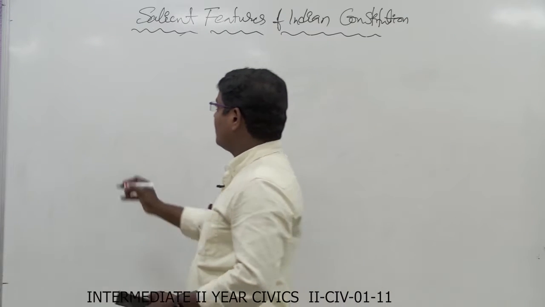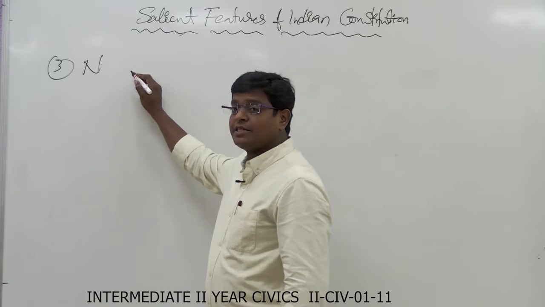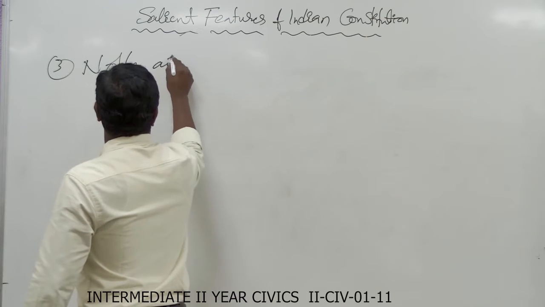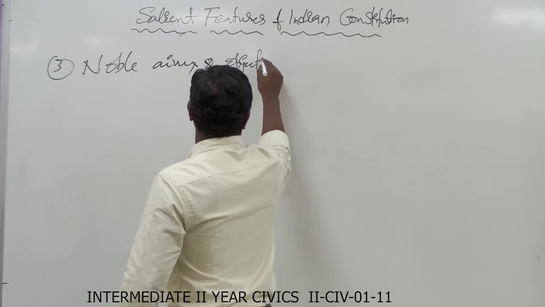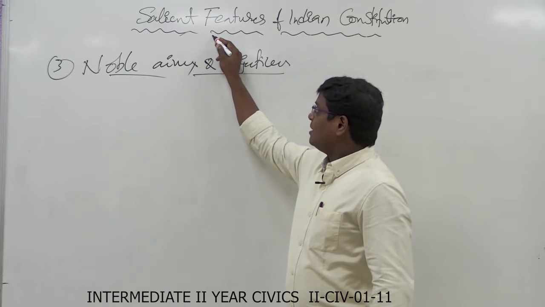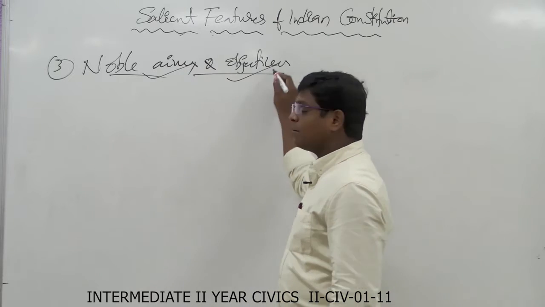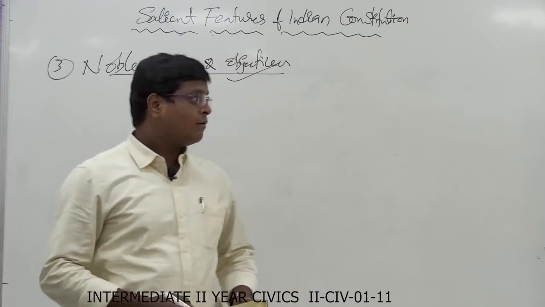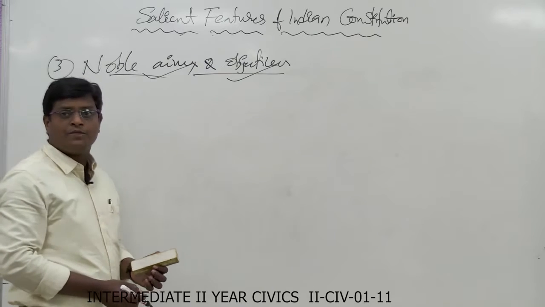The next one is noble ideas, aims and objectives. The third essential element or salient feature of the Indian Constitution is noble aims and objectives. When you observe the preamble of the Indian Constitution, we find the noble aims and objectives. So, what are the noble aims and objectives?